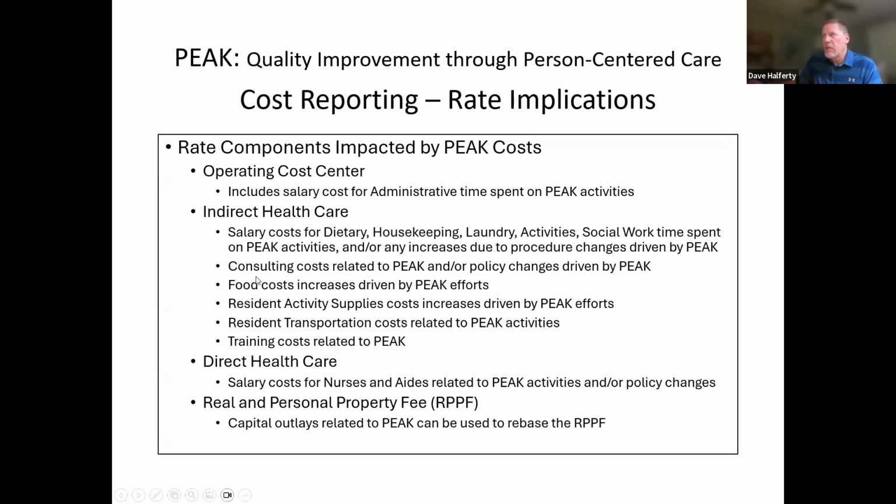Consulting is also a line item in the indirect healthcare cost center. So if there's consulting costs that are tied to PEAK or to policy changes driven by PEAK, those things could influence that part of the rate. Indirect care also includes food costs. So any increases there that are tied to PEAK would go into that cost center, as are resident activities and supplies, resident transportation, and then training costs. There's a line item in that cost center for training costs. So any training that's tied to PEAK that the facility has to incur costs for would go into that.